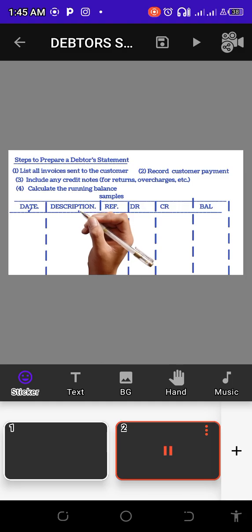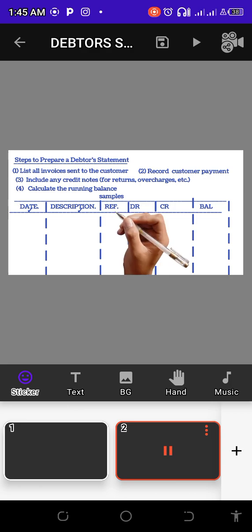Description of the transaction that takes place is very, very important. Is it a sale on credit? Is it supply? Is it payment? Is it return? Is it credit note? That must be properly stated.